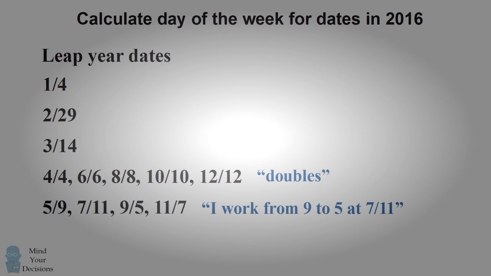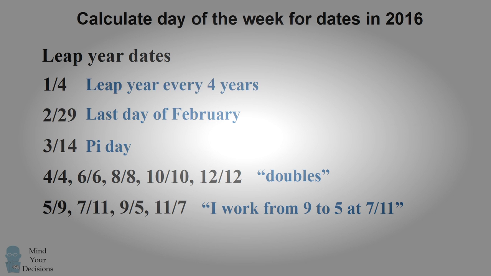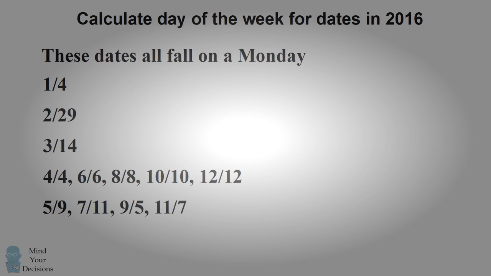The date in March I think about as Pi Day because the constant pi is approximately 3.14. 2/29 is the last day of February, and you can think about 1/4 because a leap year happens every 4 years. Now in 2016, January 4th falls on a Monday, which means all of these dates fall on a Monday. This will give you an anchor point within each of the 12 months, which will allow you to compute any other date within the year.